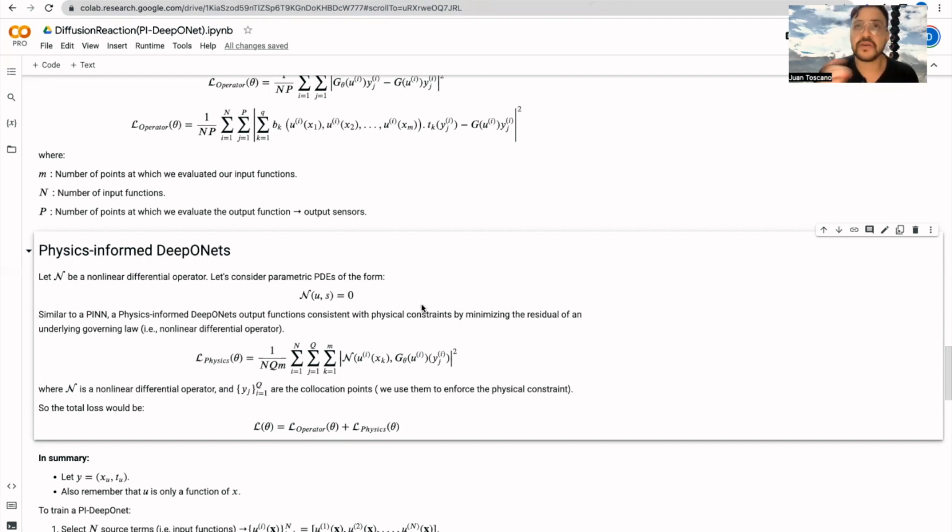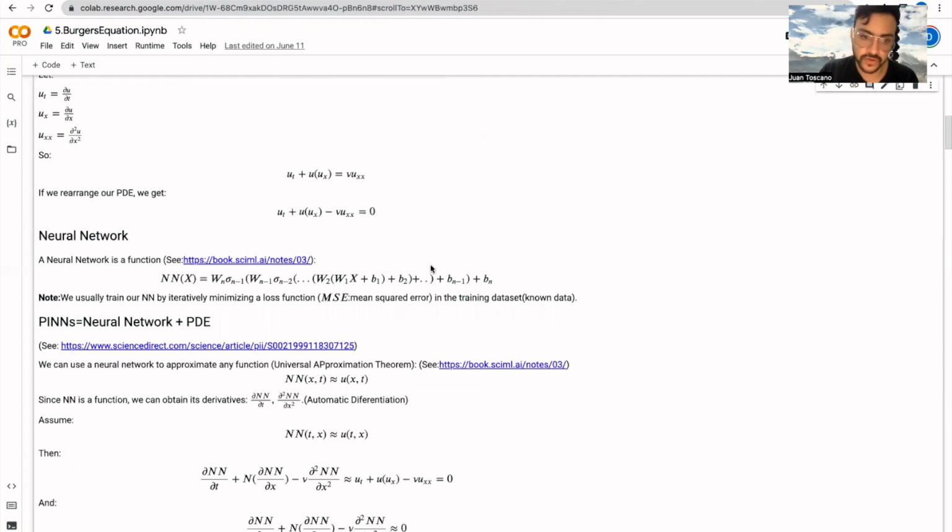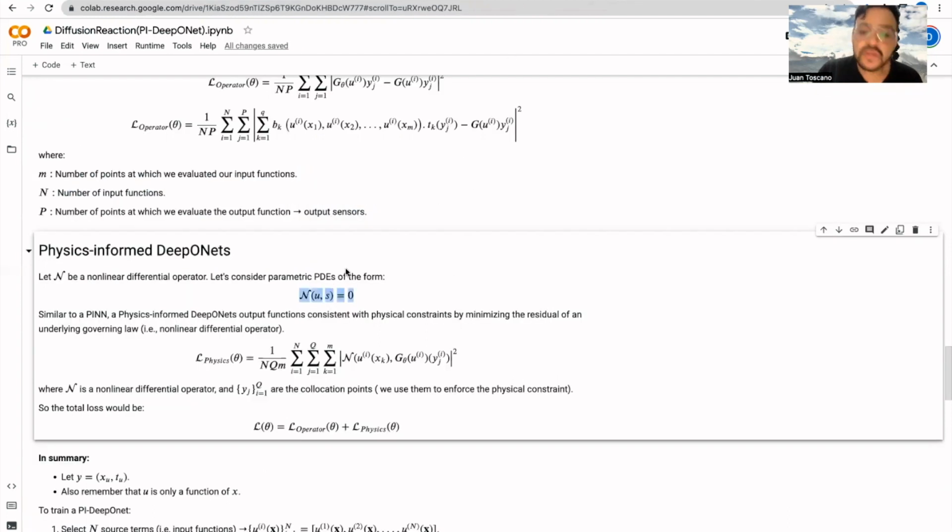Well, we will take our partial differential equation and rearrange it in such a way that it equals zero, in the same way that we would do for a physics-informed neural network, for example, here in the Burger's equation. Then we will enforce that condition into a loss function. Finally, the total loss for a physics-informed DeepONet would be the loss of our operator plus the loss of our partial differential equation.